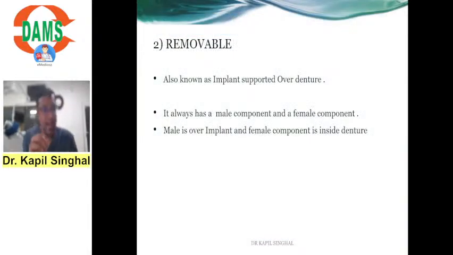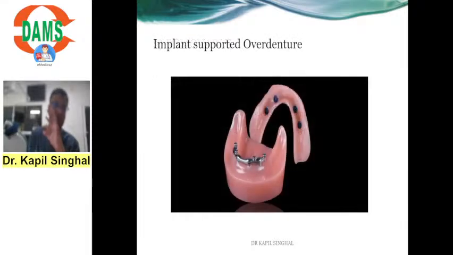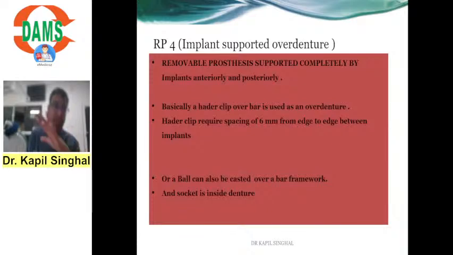Okay. The next kind of prosthesis is a removable prosthesis. A removable prosthesis is something that can be removed by the patient. So this is also known as an implant supported overdenture. A removable prosthesis is something that has a male component that goes over the implant and a female component that goes inside the denture. Now similarly, just like fixed prosthesis were of three types, FP1, FP2 and FP3, removable prostheses are of two types, RP4, that is removable prosthesis 4, and RP5, that is removable prosthesis 5.